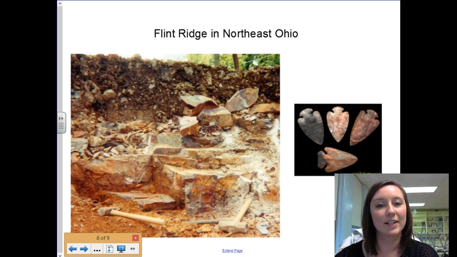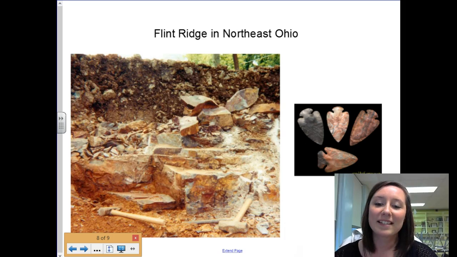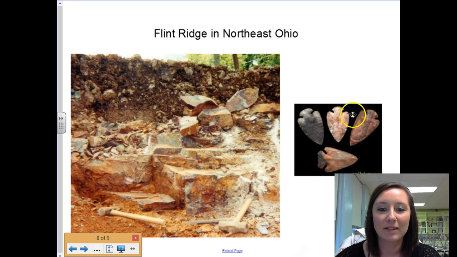And then, this is actually considered a gemstone, go figure. We have a really boring gemstone in Ohio too: flint. And a lot of people like to go out and collect arrowheads, and the arrowheads are made out of this sedimentary rock called flint.